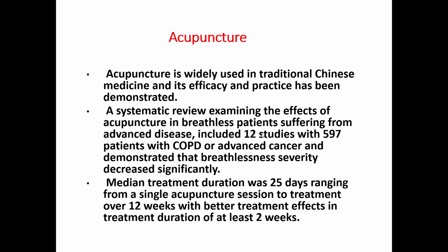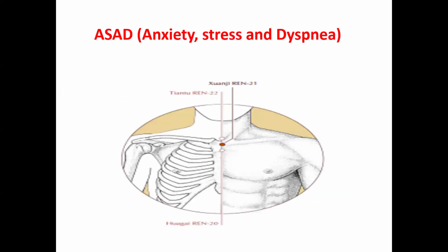Another non-pharmacologic technique is acupuncture, and it's been shown that it helps with dyspnea. The most famous points are called the anxiety, stress, and dyspnea points, basically the points on the front of the manubrium. By the way, I ask the patients to rub their manubrium here gently when they get stressed or dyspneic. It really helps. Even patients who get a heart attack, reflexly they will start massaging their manubrium here.